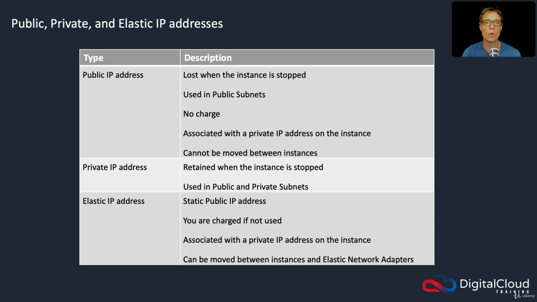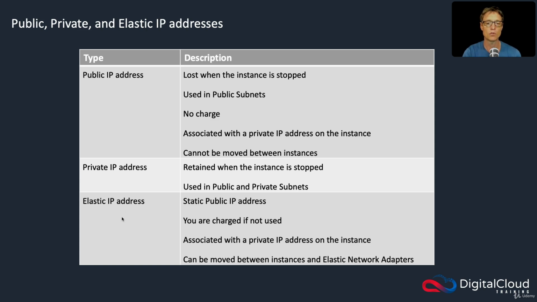EC2 instances always have a private IP address, and this is basically an IP address from a range which is only used internally, so it's reserved for internal use. These are retained when the instance is stopped, so it will have the same address when it is started again. And it doesn't matter whether you're in a public or private subnet, your instance will always have one.